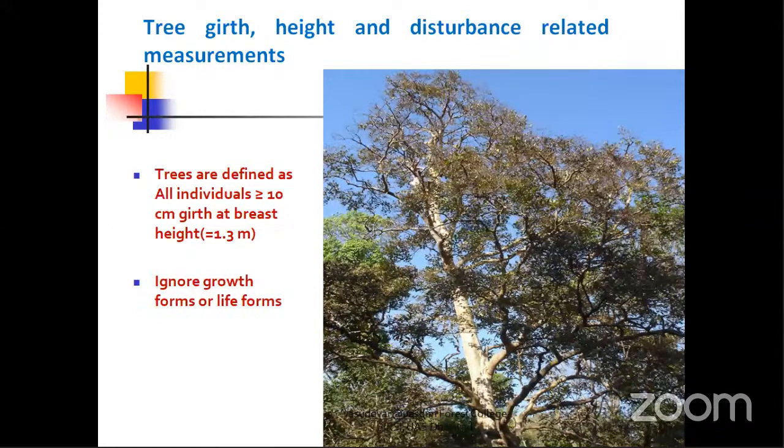Sometimes in some of the drier parts, even some tree species having less than 10 centimeter girth would have flowered and fruited. That is still to be considered a tree species and should be included in the tree layer. So based on the local conditions, you can preset this condition, whether it is equal to or more than 10 centimeters or more than 5 centimeters. Based on that, you need to make such corrections.